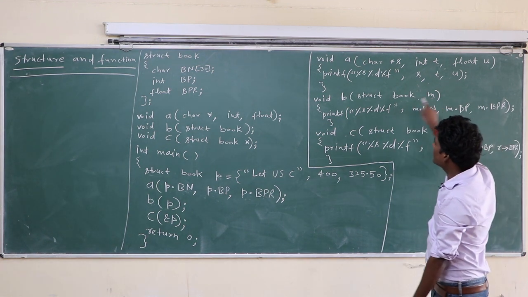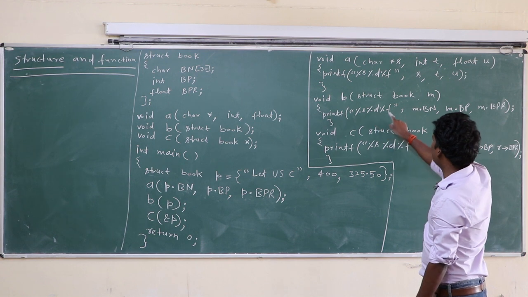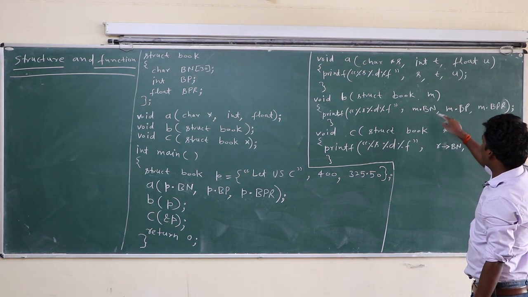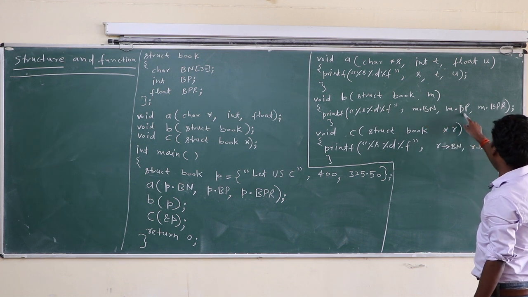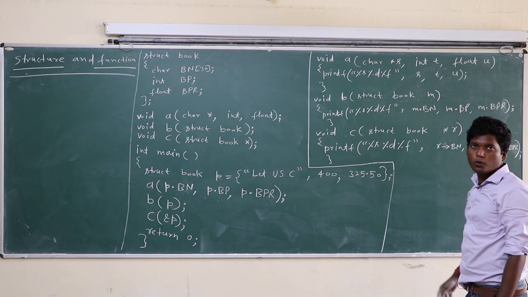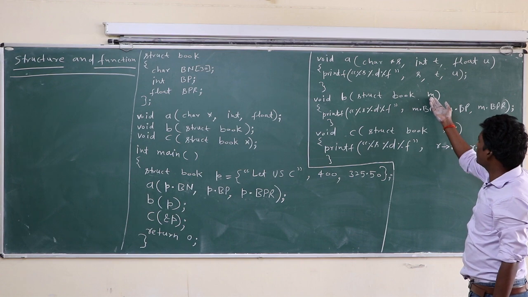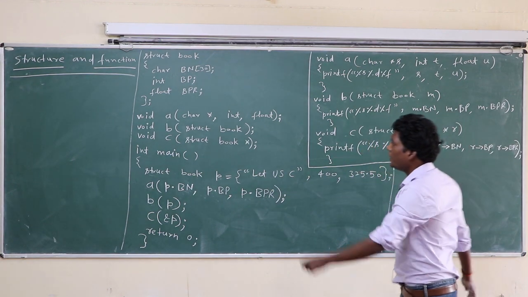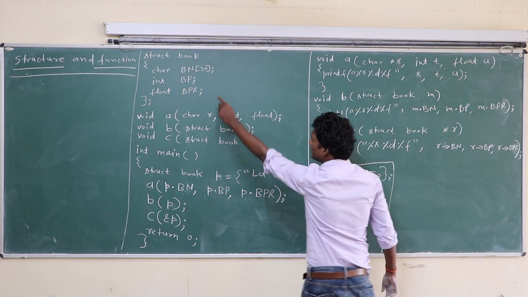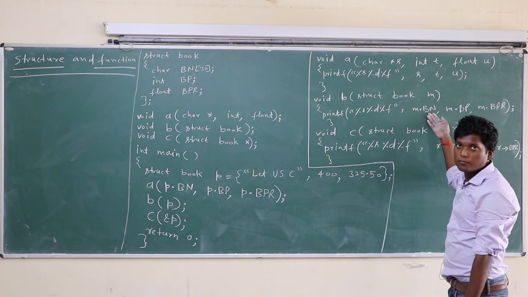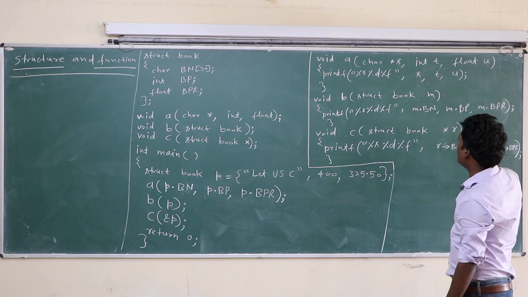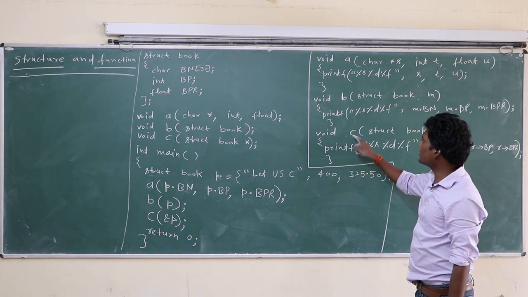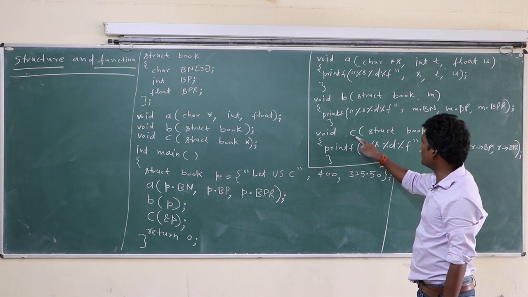Okay class, now we print percent s, percent d, percent f, m dot bn, m dot bp, m dot bpr. Okay class, we have now m, in m we have received P, then we can access this from m, m dot bn, m dot bp, m dot bpr. Now class, another thing, void C, another function.